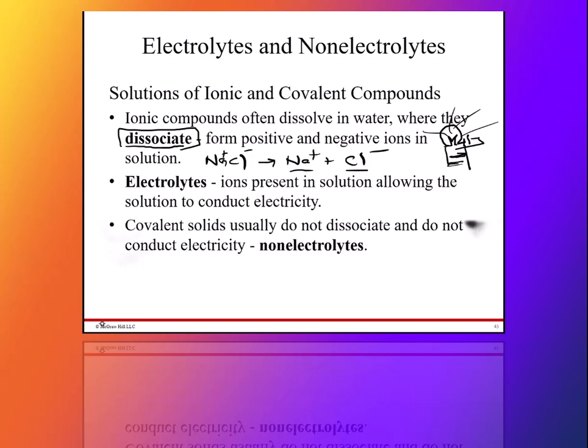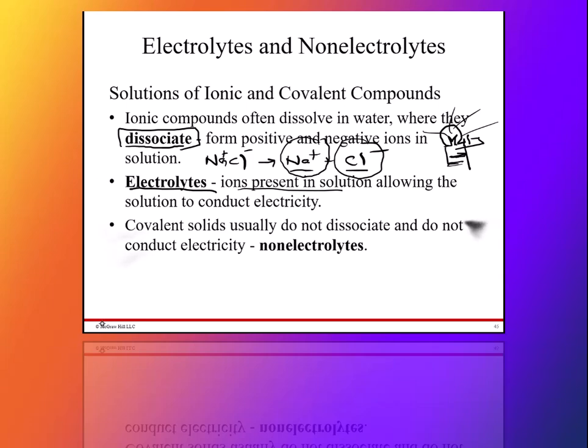So electrolytes are substances that conduct electricity. That means there are ions present in the solution. That's what we have here. We have free-flowing ions that are able to move back and forth between the two electrodes, which allows conduction of electricity, the transfer of electrons from one plate to the other.